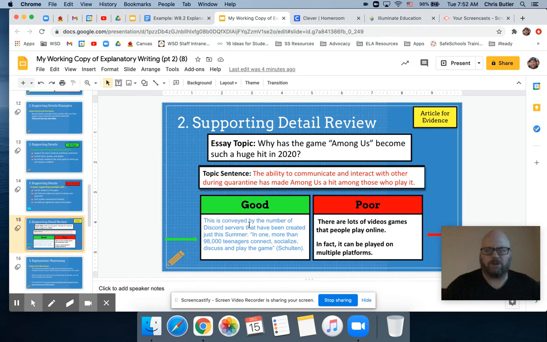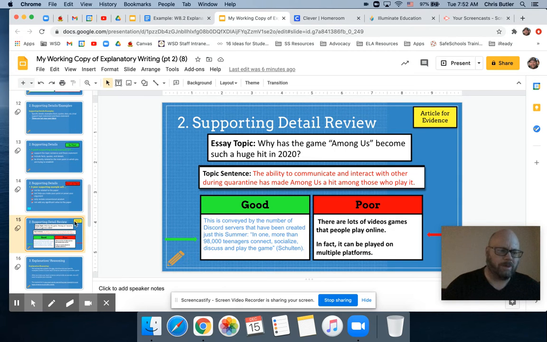So that's poor examples. A good example would be: this is conveyed by the number of Discord servers that have been created just this summer. Quote, "in one, more than 98,000 teenagers connect, socialize, discuss, and play the game," unquote, and then there's the source it came from, okay? This would be a good example of using textual evidence to support the details, to support the thesis statement, to support the topic sentence in the paragraph, okay?